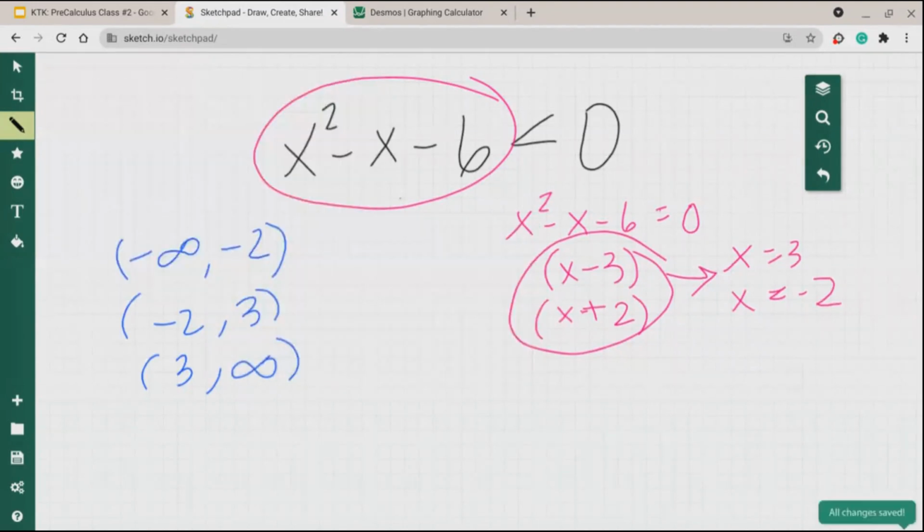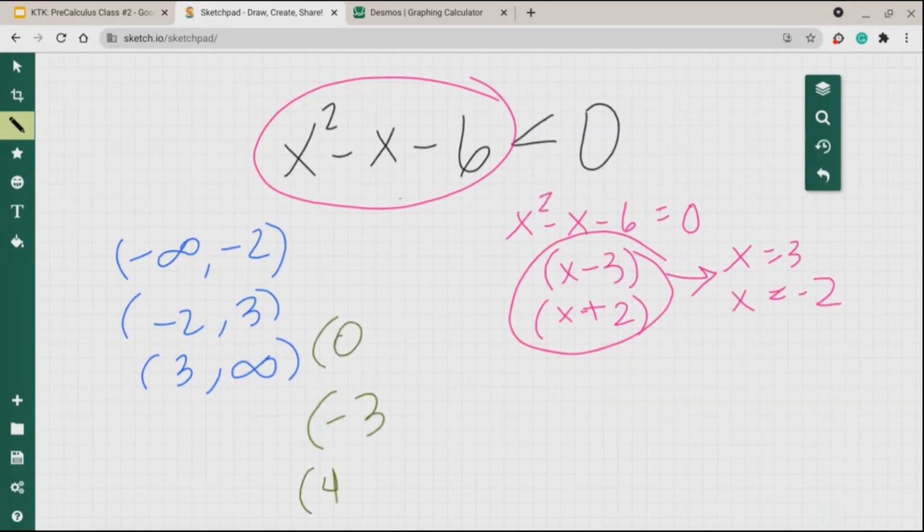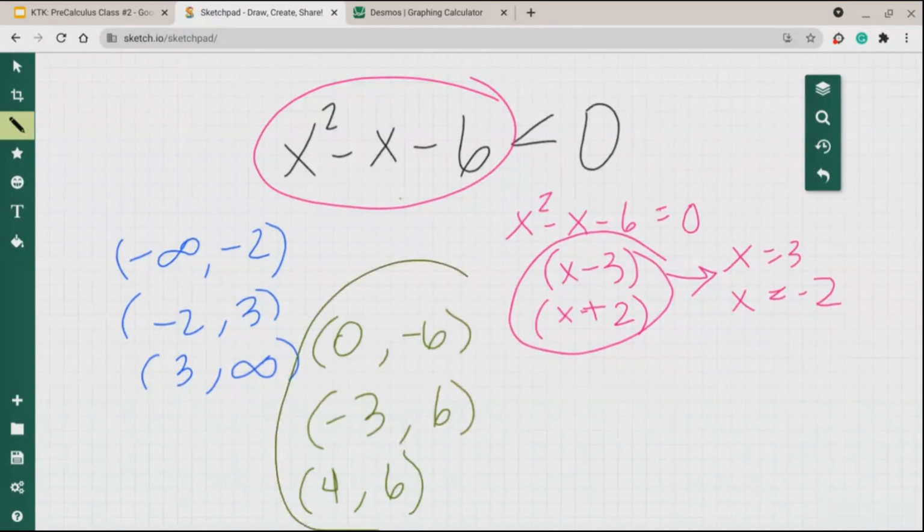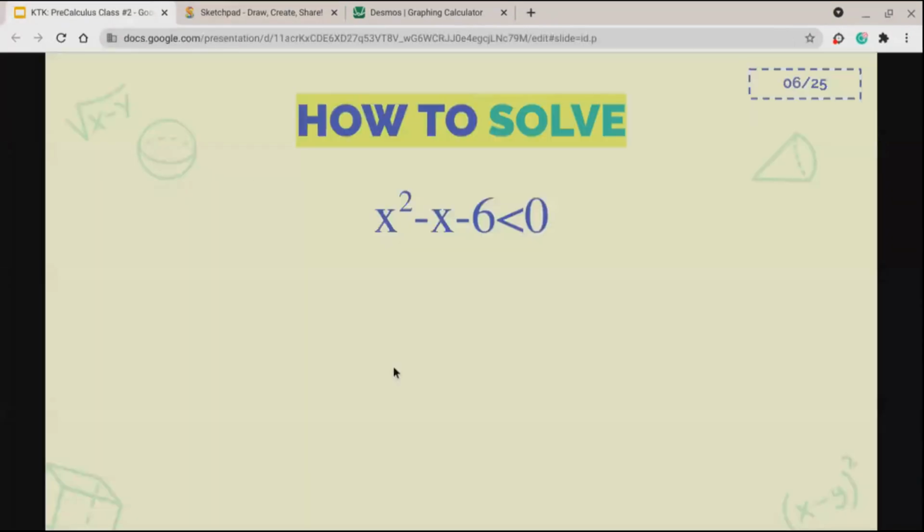Our last evaluations are going to be -3, 0, and 4. And if we plug them into this equation, we get 0, -6, -3, 6, and 4, 6. And these are going to be our final answers for solving this nonlinear inequality. So let's go back to this. And it looks like that is the end of what we have today.